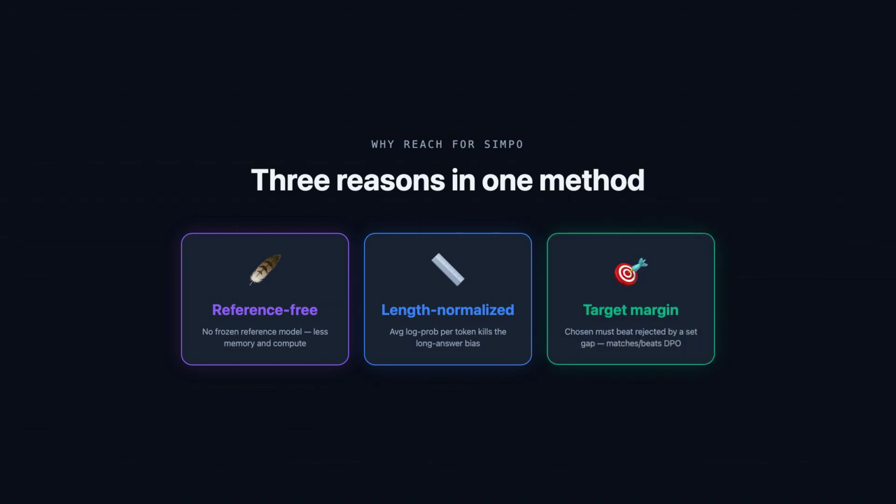The third is the target margin. Requiring the chosen response to beat the rejected one by a fixed gap tightens the objective and gives the preference a clear separation to aim for. And the payoff, reportedly, is quality that matches or beats DPO despite the lighter, reference-free setup.